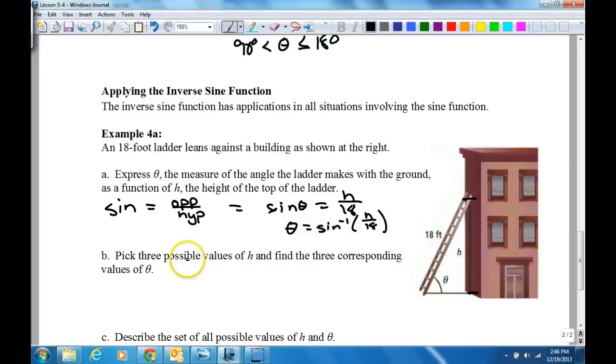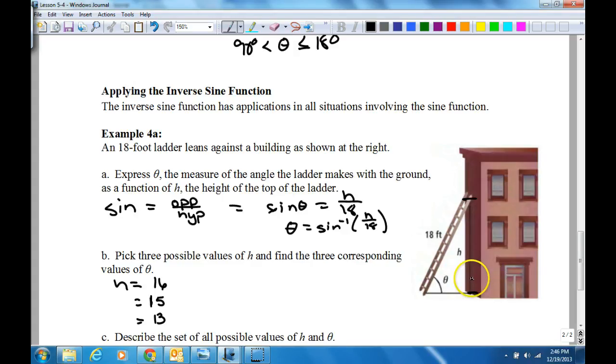It says pick 3 possible values of h and find 3 corresponding values of theta. So I'm just going to pick 3. Let's just try when h equals 16, when h equals 15, and when h equals 13.